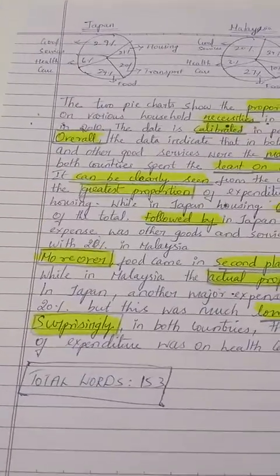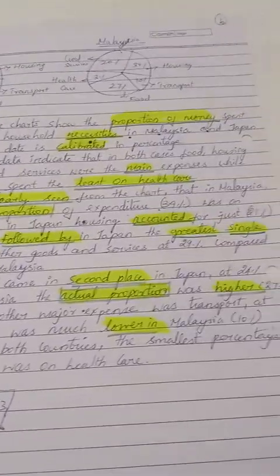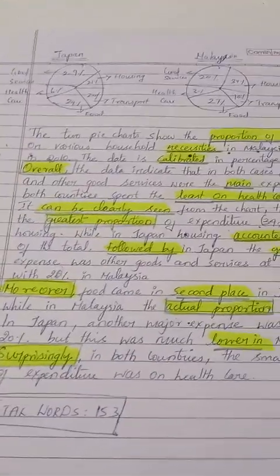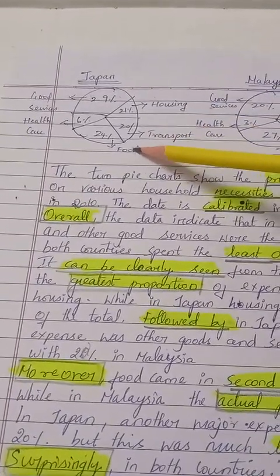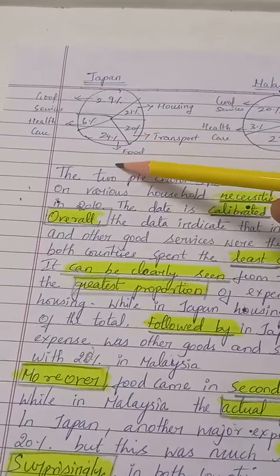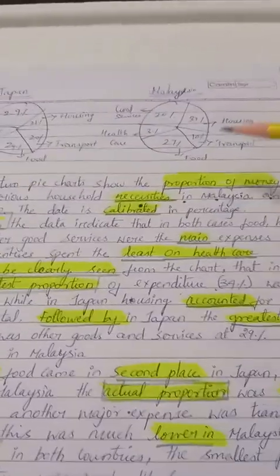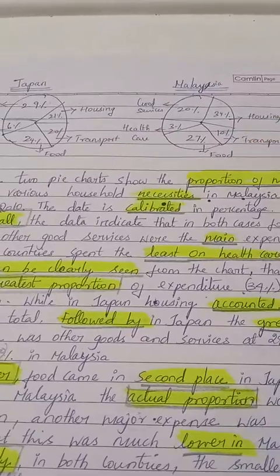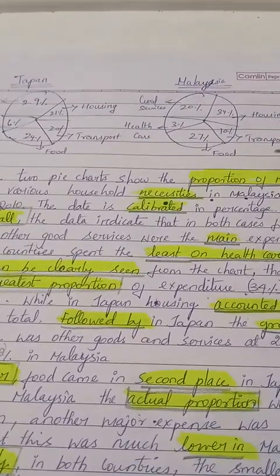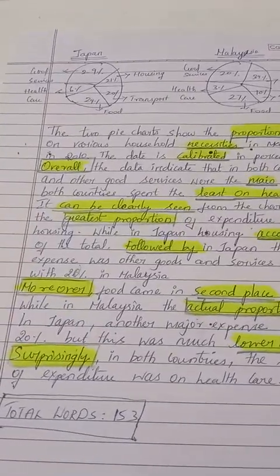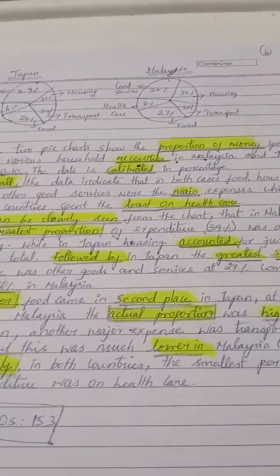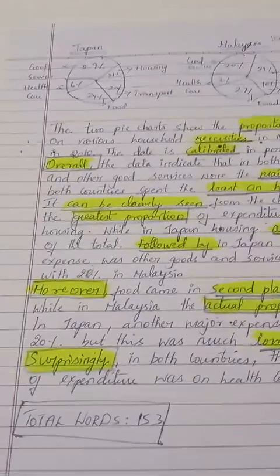Moreover, starting the second paragraph: moreover, food came in the second place in Japan at 24%. So food is the second place in Japan. First is goods and services, followed by food, and then third place is housing. Whereas in Malaysia, first place is housing, then followed by food and then goods and services. While in Malaysia the food proportion was higher, 27%. In Japan, another major expense was transport at 20%, but this was much lower.